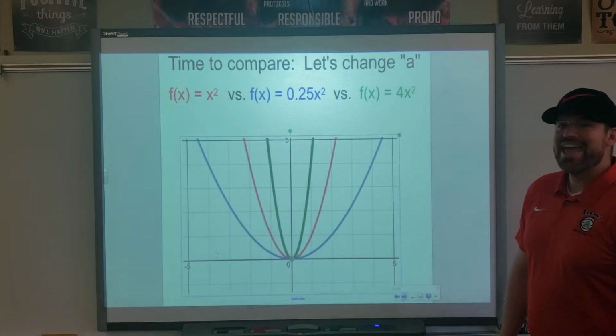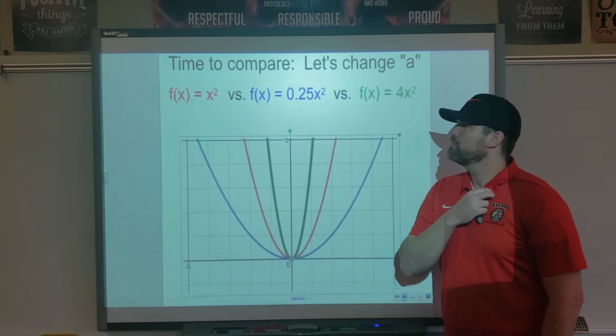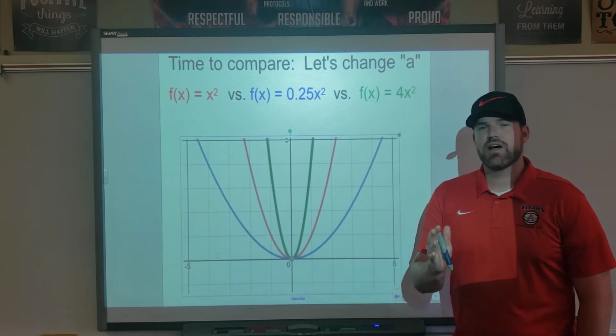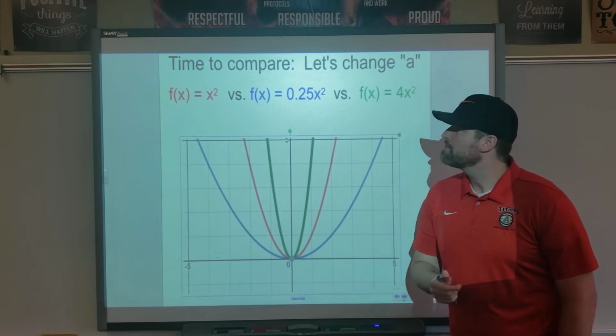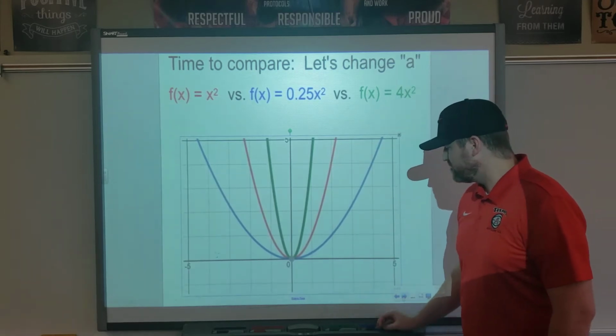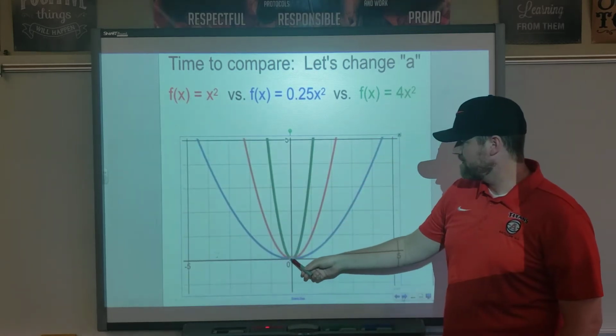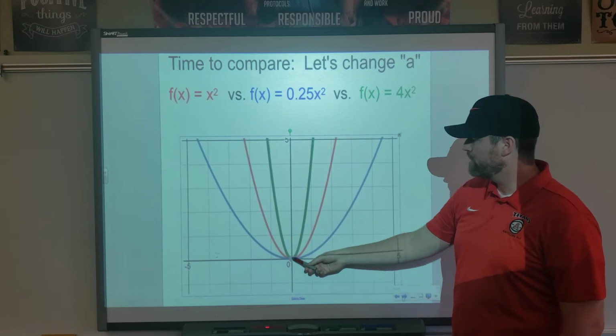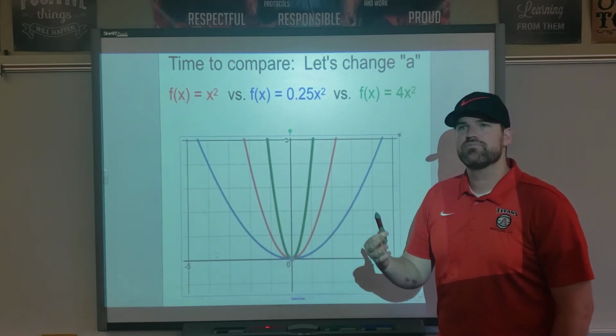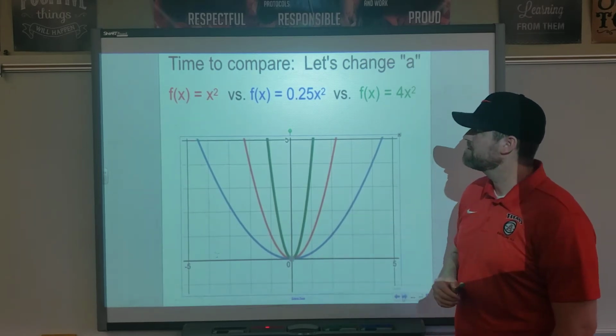But what about the a value? So now I'm not going to worry about changing the vertex. I'm not going to shift it left or right, up or down. All I'm going to do is change the a. So our parent function, right there, that's the red one. All three of these have the same vertex because we're not shifting it, right? We're not changing the vertex.